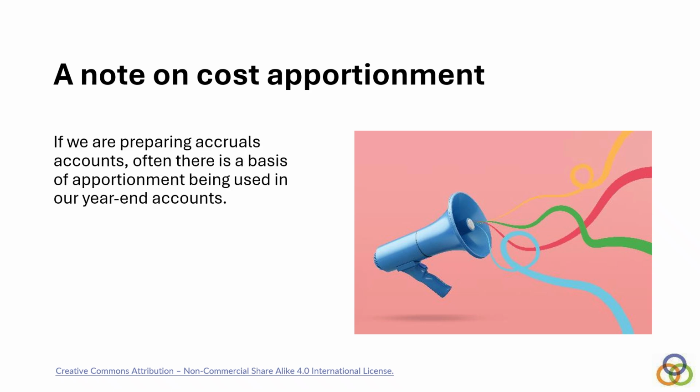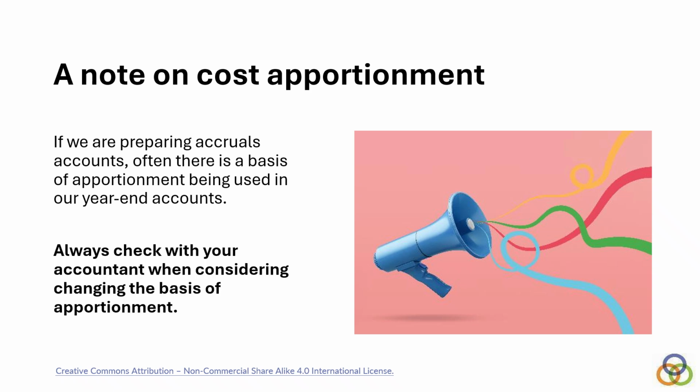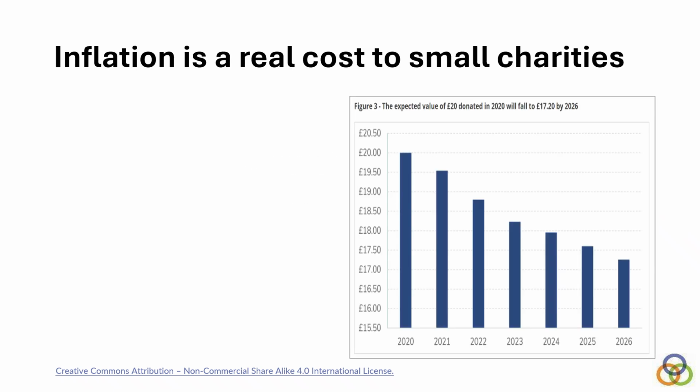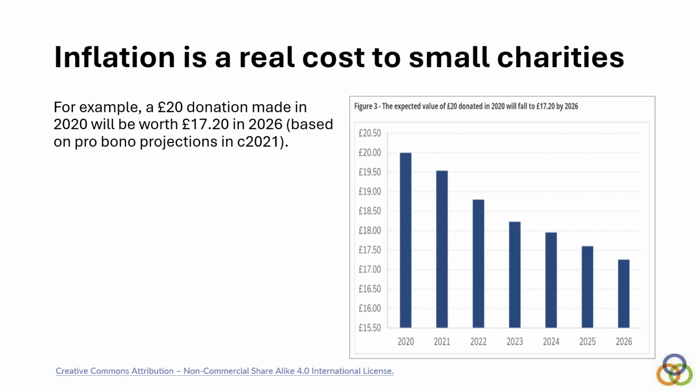If we are preparing accruals accounts, often there is a basis of apportionment being used in our year-end accounts. And so, don't just go and reinvent the wheel. If something's already happening in the background, you might not be aware of it. Talk to your accountant if you are proposing to change the basis of apportionment or do it for the first time. And a quick note on inflation.